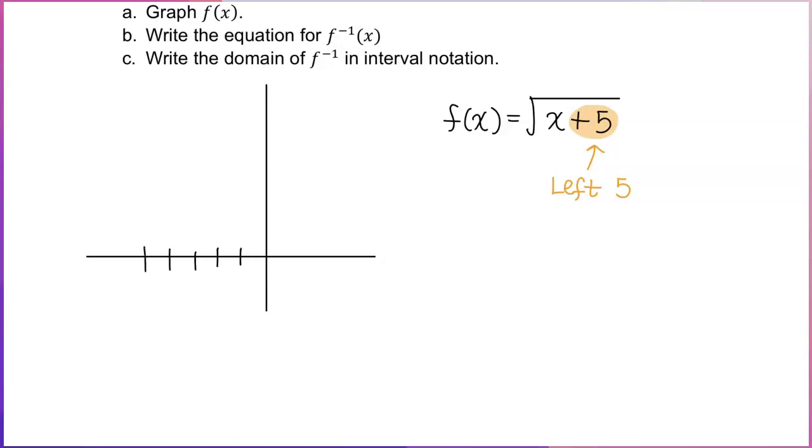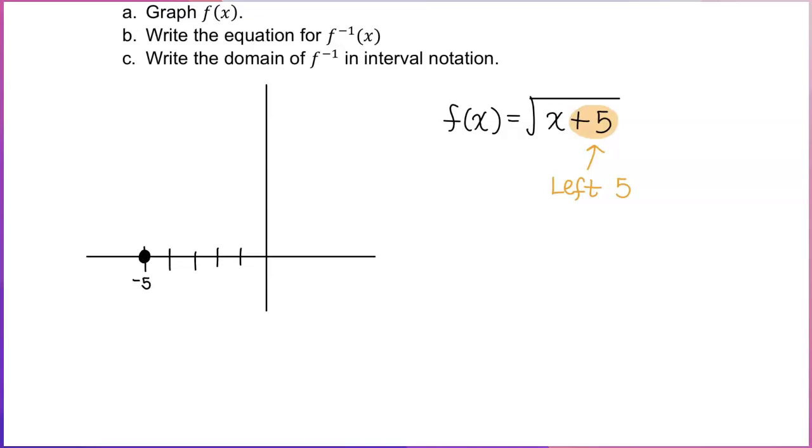And look, there's no number being added outside, right? So there's no vertical translation. We're not moving up or down at all. So just plot the point on the x-axis at -5. That's where the square root function will start.